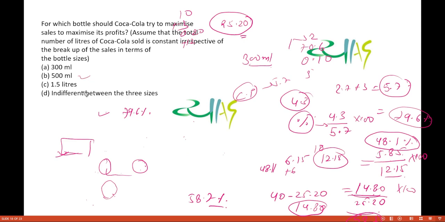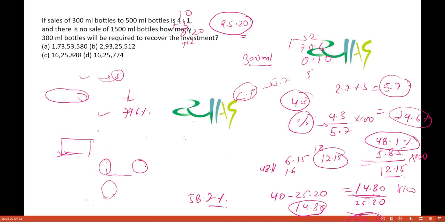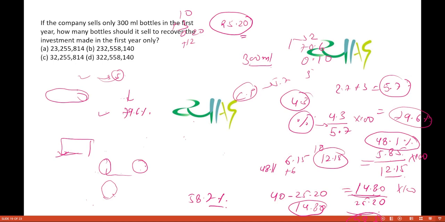So definitely we can calculate this. Okay, because see, when we are selling 5 times this, then the profit percentage in the 1.5 liter one falls, right? So what will we be selling? We will be selling this 300 ml bottle only. Okay. Now, see, if the company sells only 300 ml bottles in the first year, how many bottles should it sell to recover the investment made in the first year only?